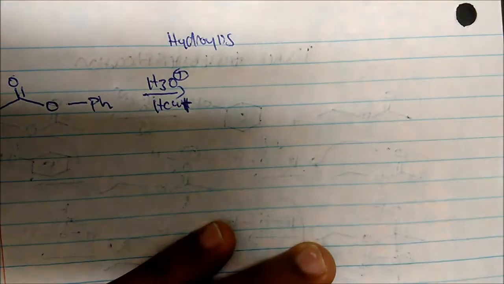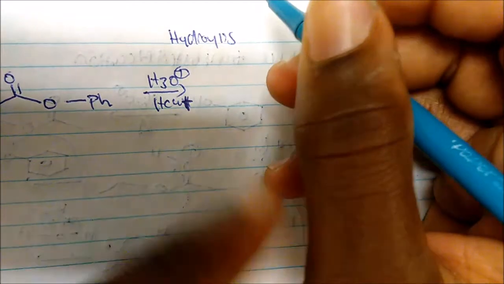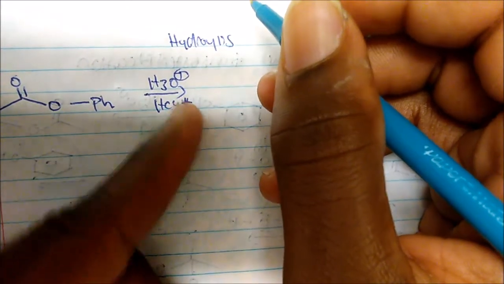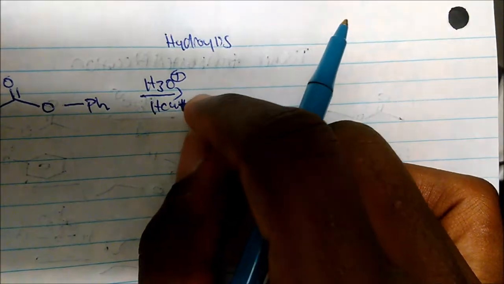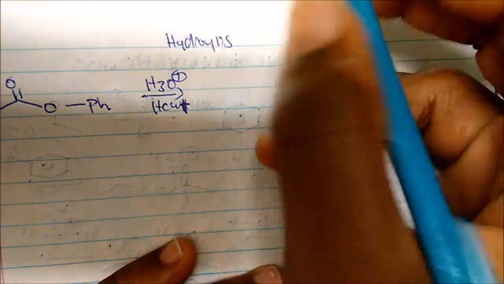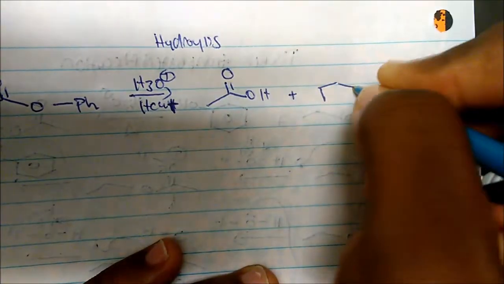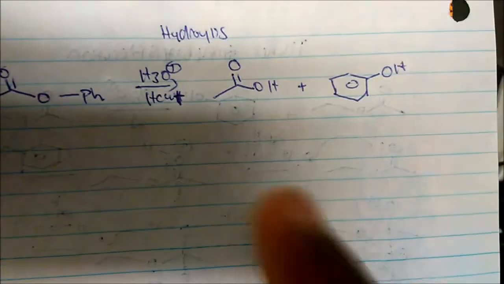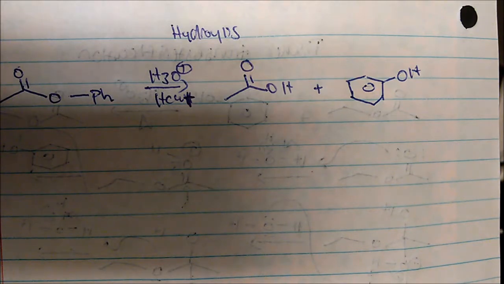I know with Fischer transesterification, I'm actually using, well, actually, this is not Fischer transesterification. This is actually Fischer esterification. So this would be Fischer esterification. And so if I'm looking at this, I will actually get my carboxylic acid plus phenol. So this is Fischer esterification, but I just want to show you the hydrolysis of the Fischer esterification.